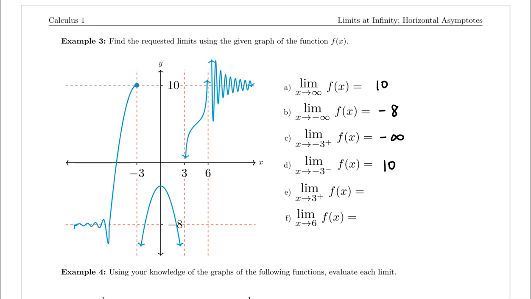In the next part, we're taking the limit as x approaches 3 from the right-hand side, and that's going to be right here. If I were using the balloon person analogy, they're getting closer and closer to 3 from the right, and the balloon keeps going down, so that is going to equal negative infinity. And then as x approaches 6, this is an overall limit, and notice that as we approach from the left and as we approach from the right, both of these are going off to infinity. So this one will equal infinity. And that's it for example 3 here.